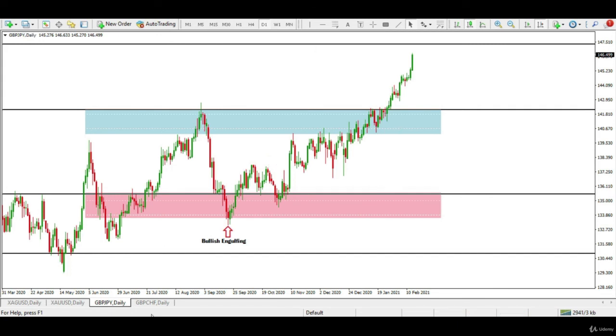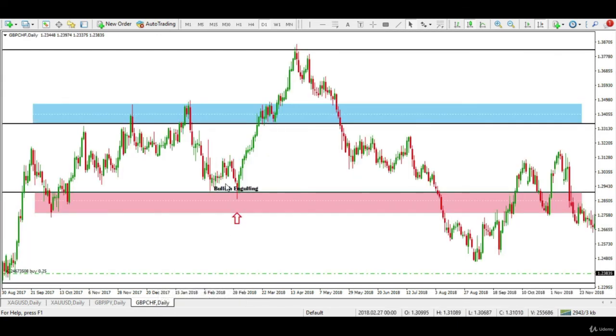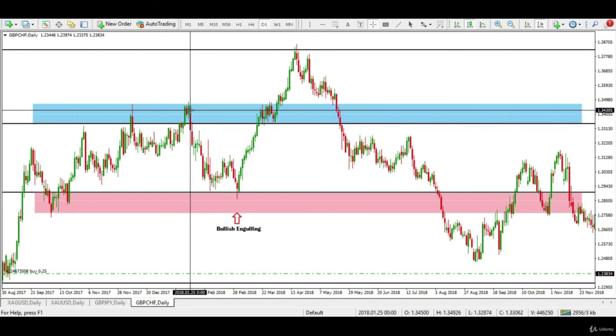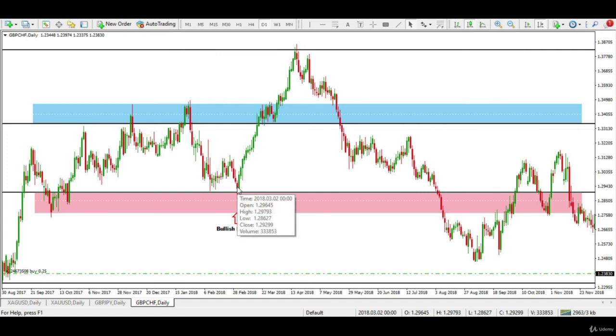The final example in this lecture is of British pound and Swiss franc. The criteria remains the same as this zone was seen at a key resistance zone and a large bullish candle engulfing the real body of the bearish candle indicating the large buying entering the market.